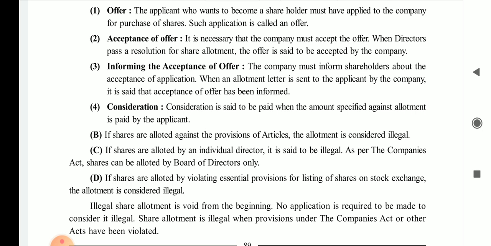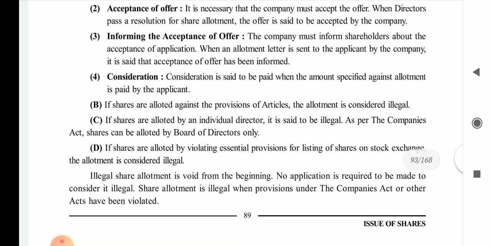Next is informing the acceptance of the offer. The company must inform the applicant about the acceptance of the application. When an allotment letter is sent to the applicant by the company, it is said that the acceptance of the share offer has been informed. If the company accepts the application, it must send a letter saying we have accepted your application and you will be credited with the shares. That is known as informing the acceptance of the offer.